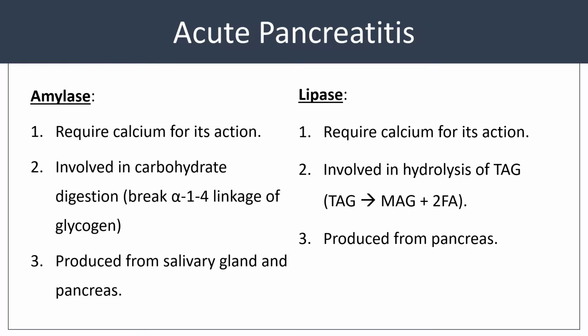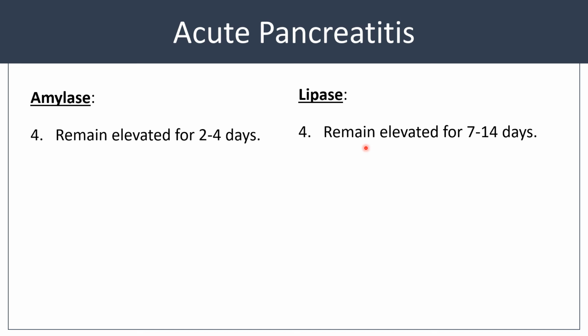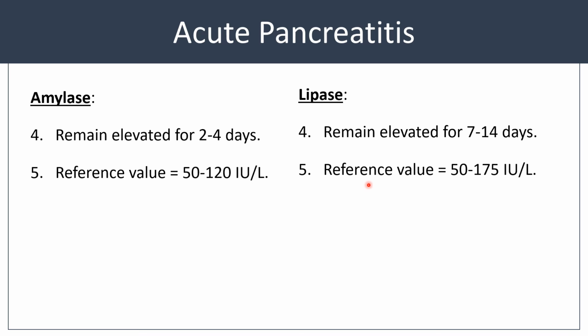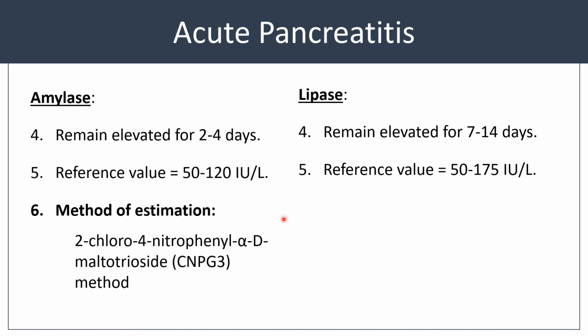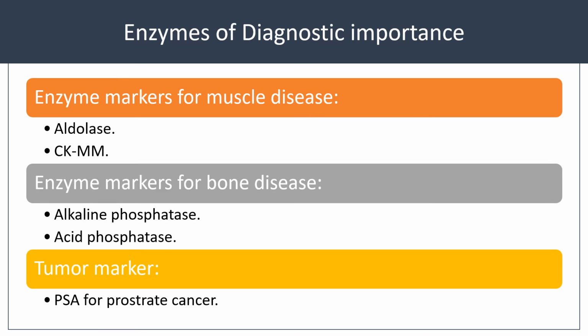The second reason is that lipase has a longer half-life. That is, it will remain elevated in the blood for 7 to 14 days, and in case of amylase, it will remain elevated in the blood for only 2 to 4 days. The reference value for amylase is 50 to 120 international units per liter, and for lipase it is 50 to 175 international units per liter. The method of estimation for amylase is the CNP-G3 method, and for lipase it is the resorufin method. That's all about acute pancreatitis.